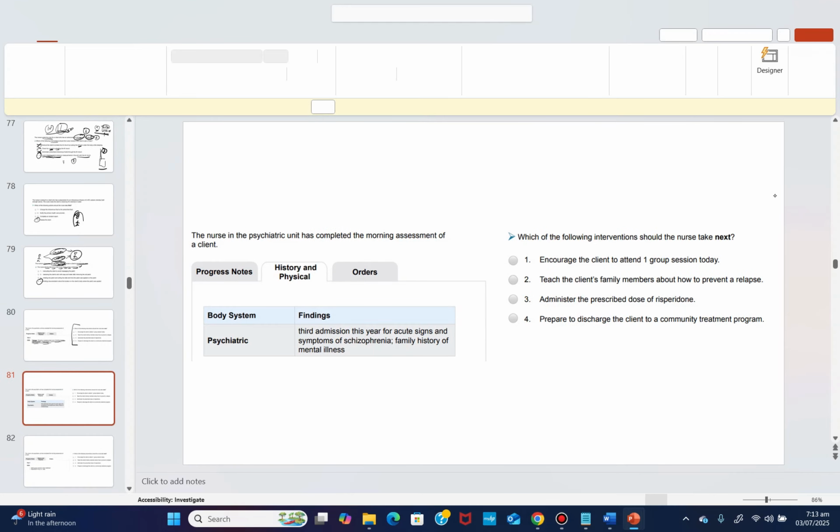What's in the history and physical. Now the history is all about the psychiatric. Right? They said third admission this year, for acute signs and symptoms of schizophrenia. So we know the patient's diagnosis. Earlier we did not know.